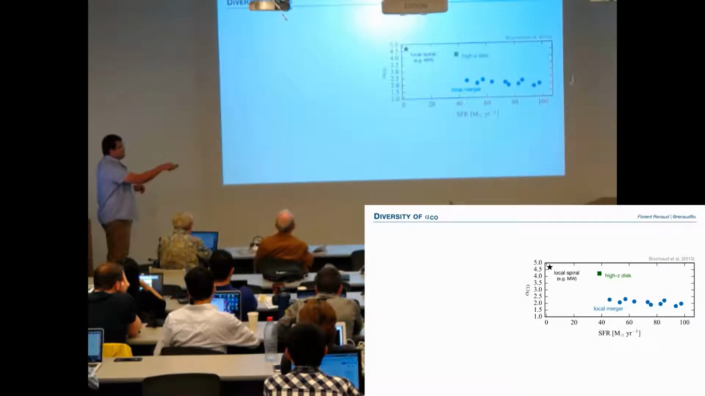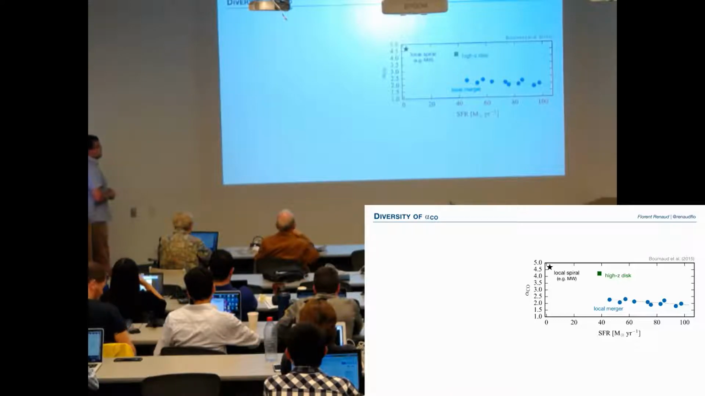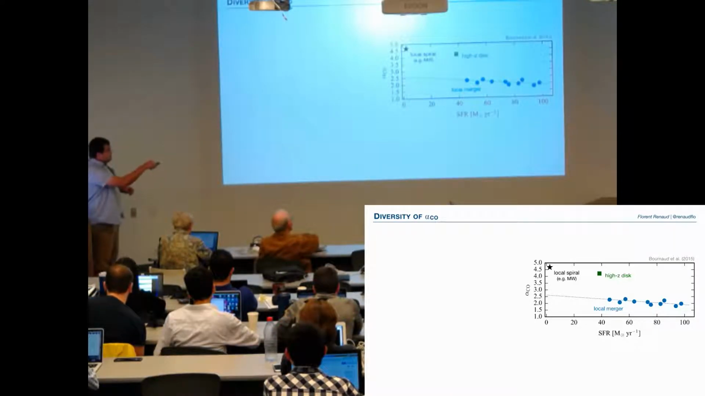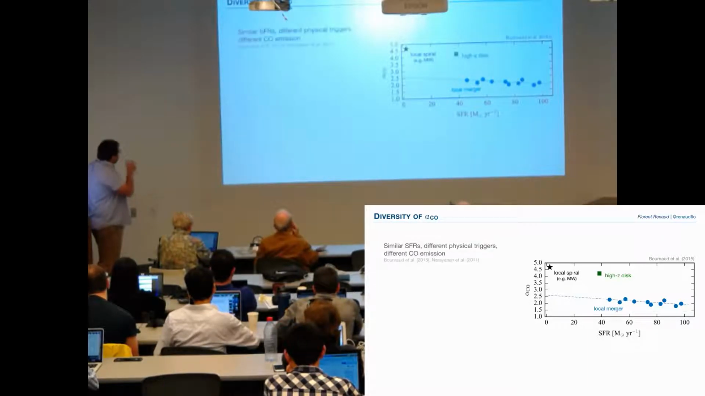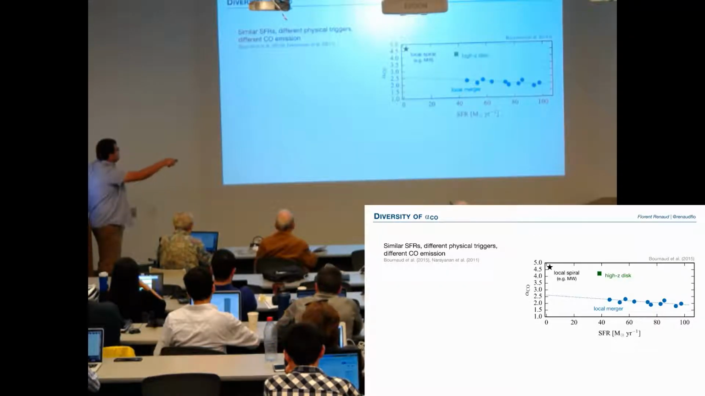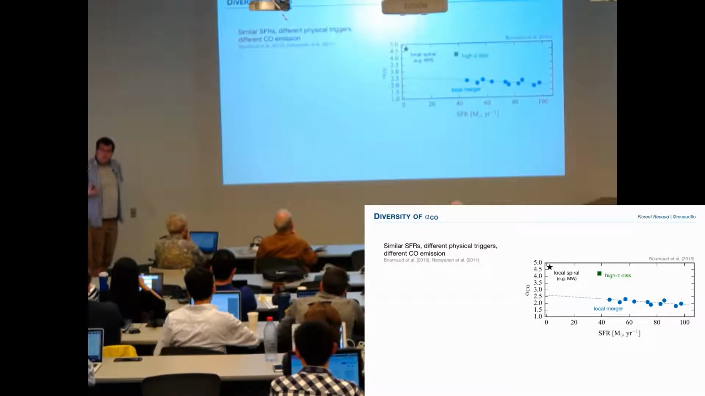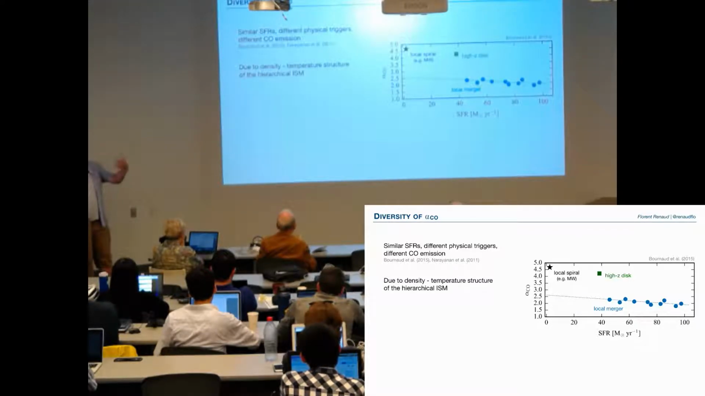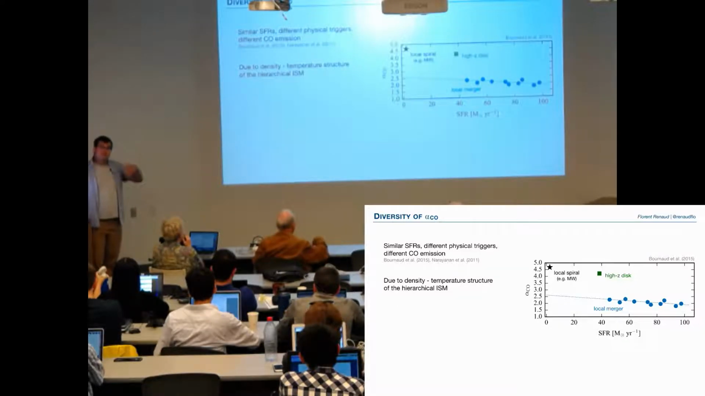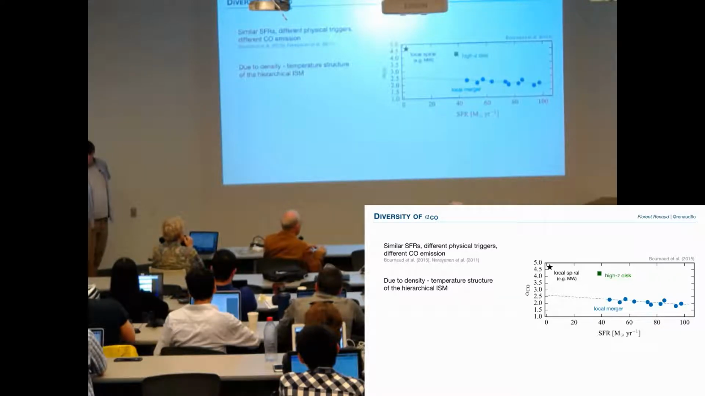So here you see the same system at different times. And all these points seem to line up on these relations, but the disks don't line up on the same relation. And the interesting part, I think, is that if you compare the high redshift disk with local mergers, despite very similar star formation rate, you have a different physical trigger of your star formation activity, different structure of your ISM, and different CO emission. So all that is due to the density and temperature structure of this hierarchical ISM, which is different in massive clumps at high redshift and in galaxy mergers at low redshift.